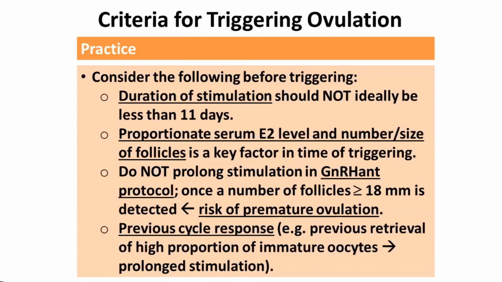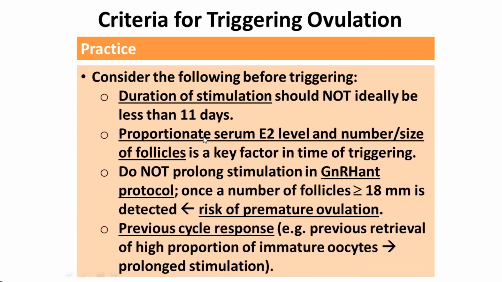Do not rush for triggering. Prolong the stimulation, extend the stimulation for further 2 or 3 days before you trigger, even if the follicles reach beyond 20 or 22 millimeter in dimension. But this is not recommended when you are using the GnRH antagonist protocol. Once you have a number of follicles reaching more than 18 millimeter, it's better to trigger even if you have low duration of stimulation, because you are then at risk of premature ovulation.